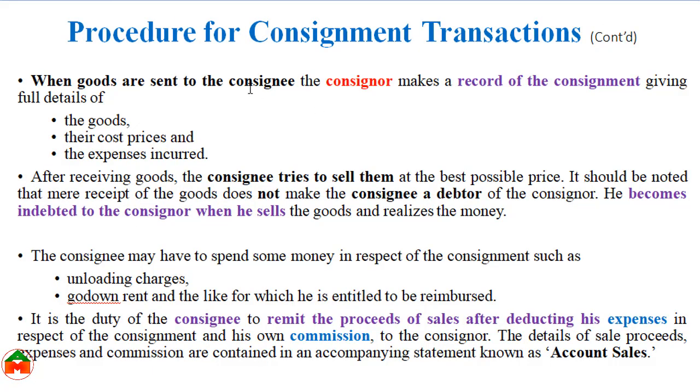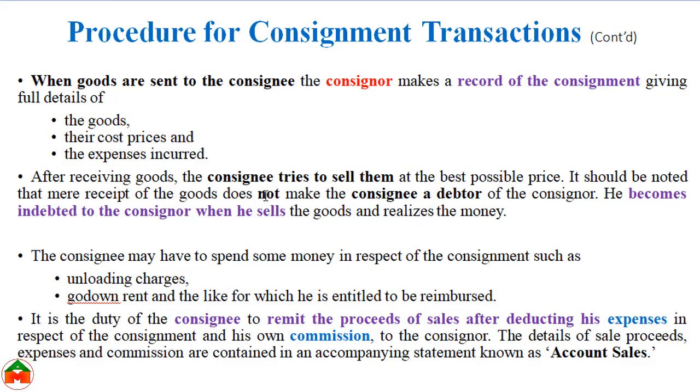After sending the products to the consignee, the consignor makes a record of consignment, giving the details of the goods, the cost price, as well as the expenses incurred. After receiving the goods, the consignee tries to sell them at the best possible price. It should be noted that only receipt of the goods does not make the consignee a debtor of the consignor. Rather, the consignee becomes indebted to the consignor when he sells the goods and realizes the money.